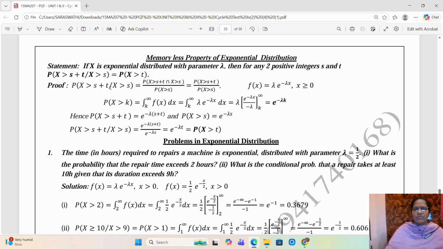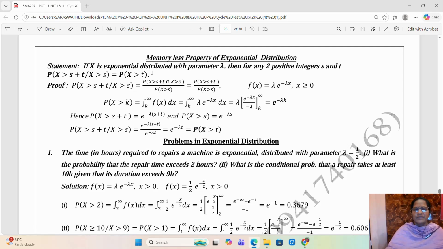Now the overall formula, this is the property P of X greater than s plus t given X greater than s, which is equal to the value of P of X greater than s plus t, e power minus lambda into s plus t, divided by P of X greater than s, which is e power minus lambda s. Now the numerator is e power minus lambda s into e power minus lambda t divided by e power minus lambda s. The lambda s cancels, so e power minus lambda t, which is nothing but P of X greater than t.